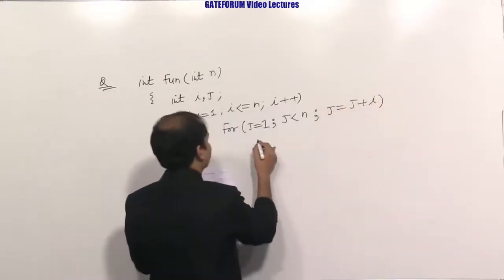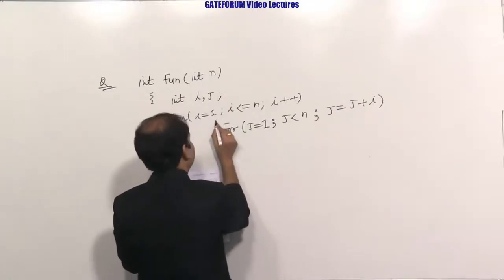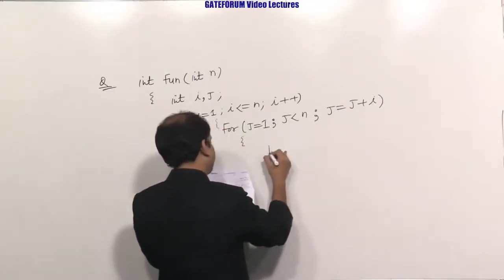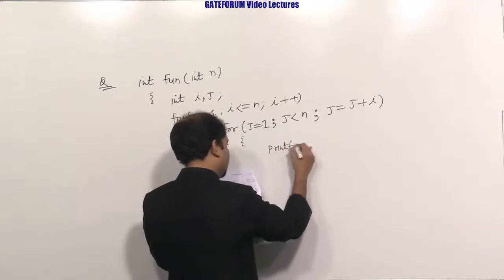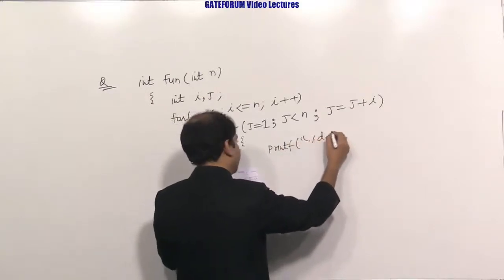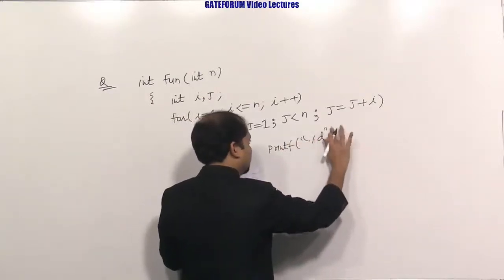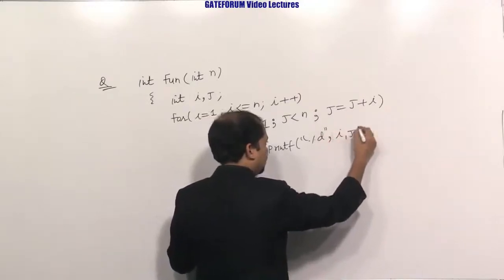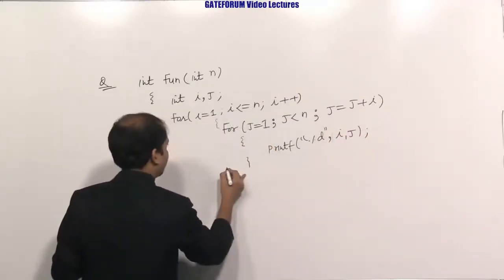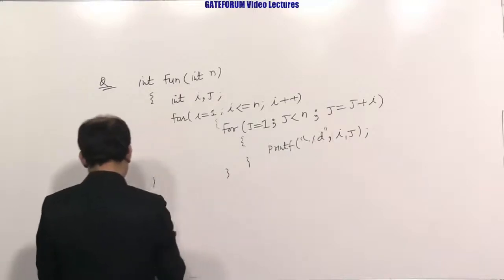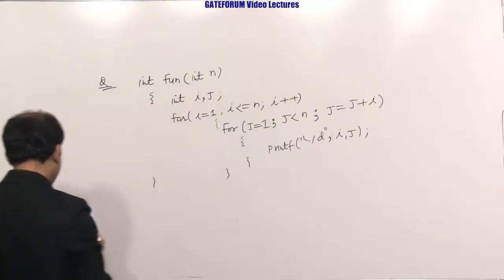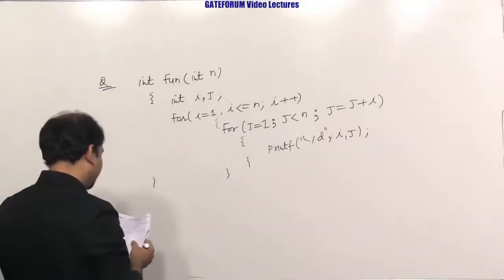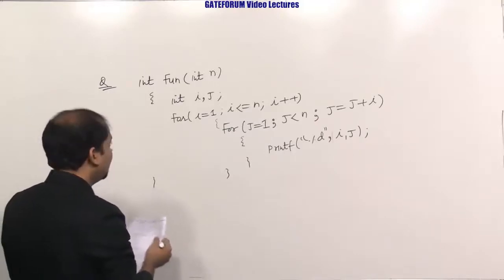And then there's a parenthesis inside this, printf "%d", i, j. This is the end of the code. Now the complexity of the function fun in terms of theta is, right?